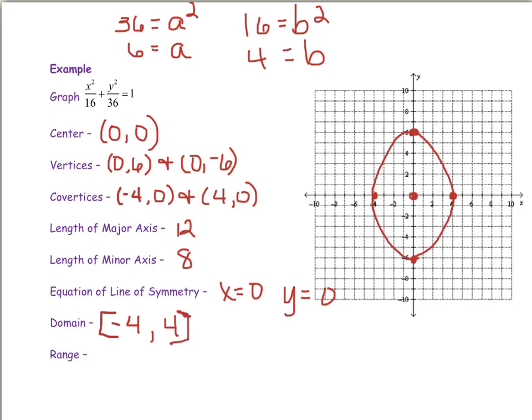Now let's look at the range. The range will start with the y-coordinate of the bottom vertex and end with the y-coordinate of the top vertex. And so it will look like this. It will go from -6 to +6.